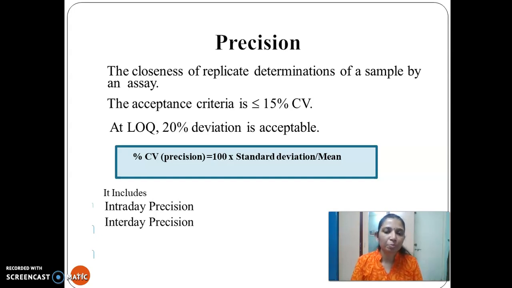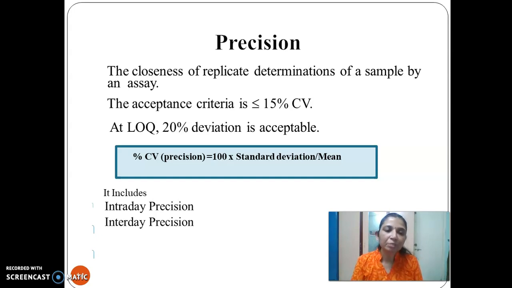There are two types of precision, that is intraday precision and interday precision. Intraday precision should be carried out within a day at different intervals of time. So we have to prepare the LQC sample, that is lower quality control sample, and higher quality control sample. Here we have to prepare different dilutions of the LQC sample and HQC sample, and analysis can be done for intraday precision. Analysis should be carried out at different intervals of time within a day.